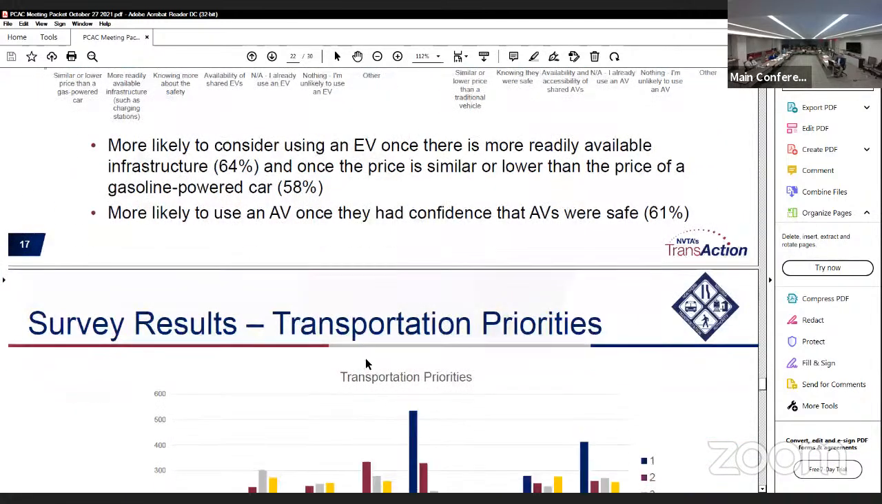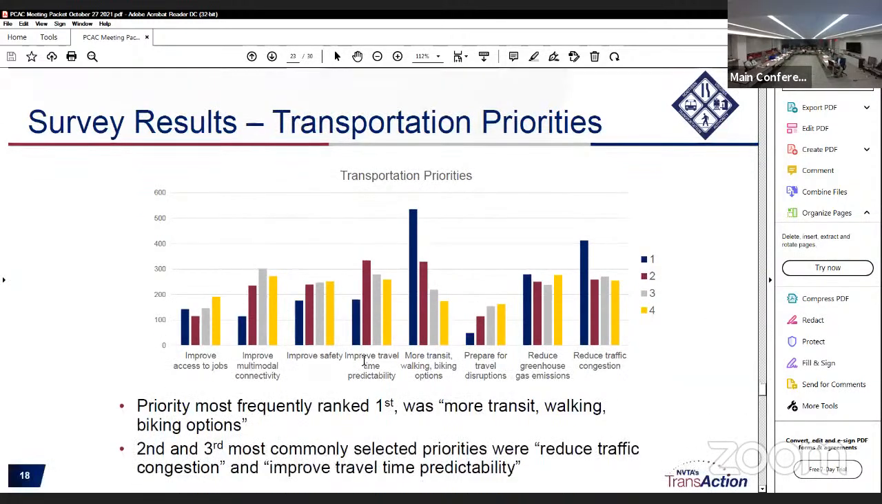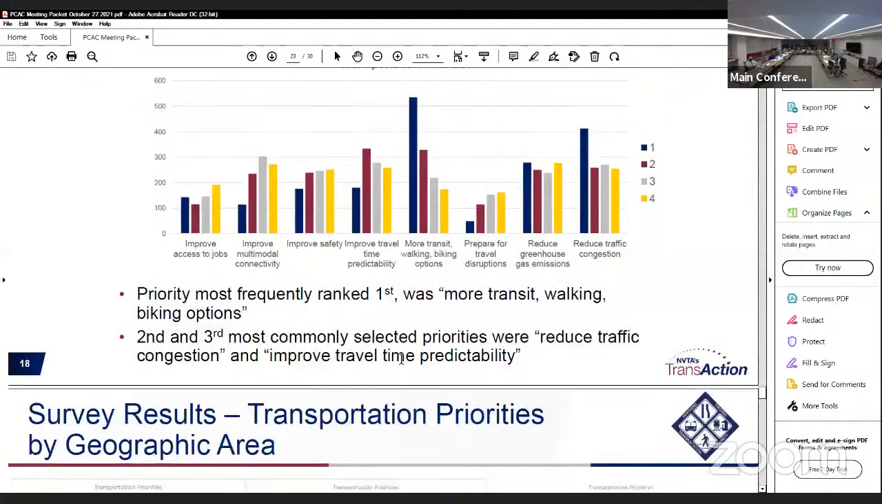Okay, next. Then we had a series of questions around priorities. And these, as you'll note, aligned with our objectives that we just looked at in the table. Generally, we asked people to rank what would be their first, second, third, and fourth choice in terms of those priorities. From the group that responded to the survey, the number one priority was more transit, walking, and biking options. Second and third most commonly selected were reduced traffic congestion and improved travel time predictability. But in the next slide, we show how that differs by parts of the region.